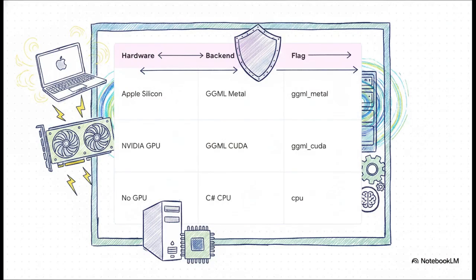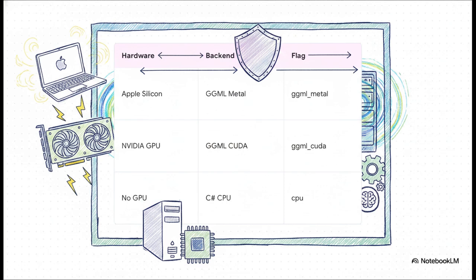All right, now that we've got our C# engine built and our GGUF fuel downloaded, it's time to actually run the application. To do that, you just need to tell it which transmission to use for your specific hardware setup. We call this the backend. It's super easy. You just pass a flag when you run the app.